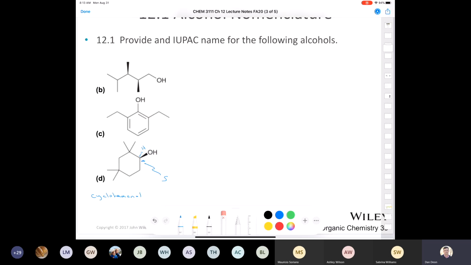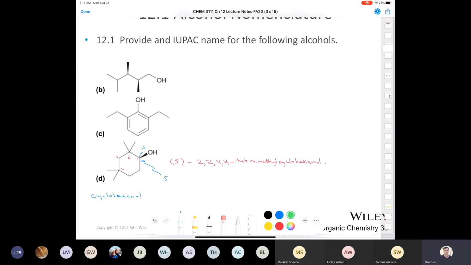And then I have 4 methyl groups, so I would have tetramethyl. And they are going to be at carbons 2 and 4, right? I'm going to number going like this: 1, 2, 3, 4. So how would I put all that together? I'm going to have S 2, 2, 4, 4. Remember, I have to put a locant for each substituent, and then tetramethyl cyclohexanol. All right, let's take a look at C.